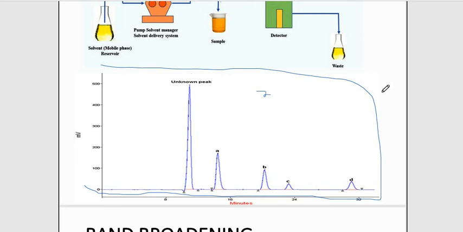Some chromatograms display a small peak in front, which we call the dead time. The dead time is different from the analyte peaks. So if I have this particular chromatogram with 5 peaks, it means that I have just 5 different components in that particular mixture.